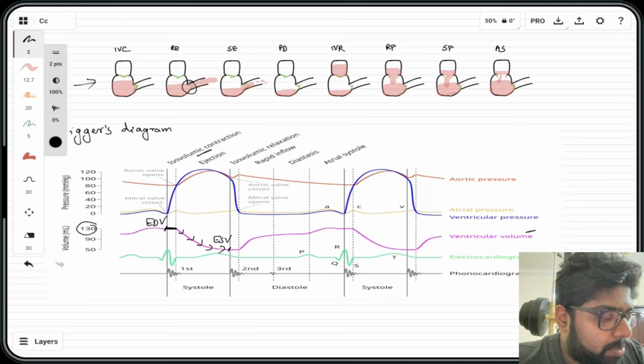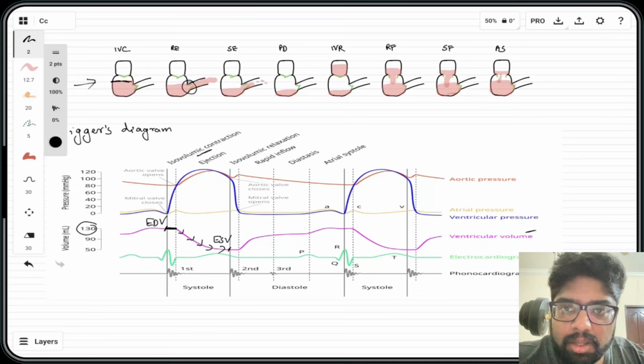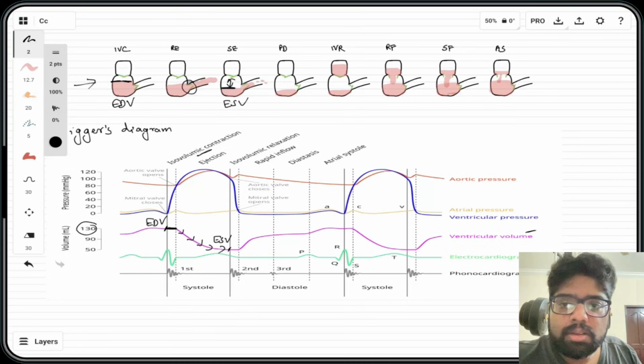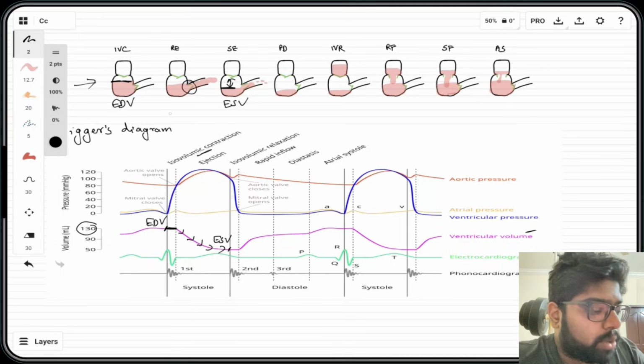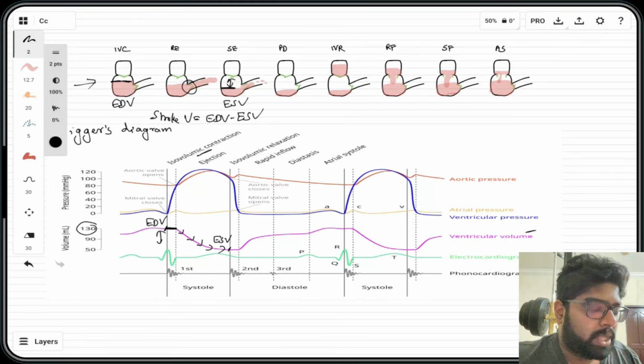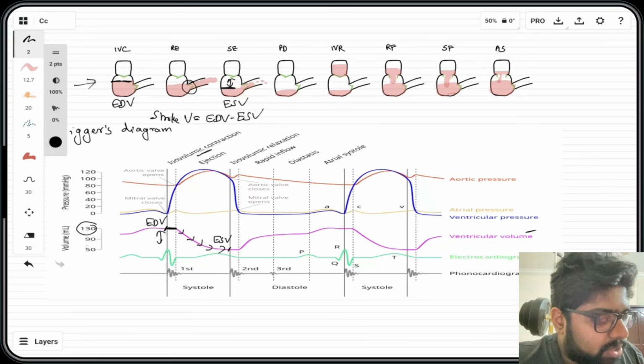If you look at this diagram, initially there was this much amount of blood, right? But by the end of systole, there is only this much amount of blood. So this is end diastolic volume. This is end systolic volume. So what about the blood that was present earlier? What about that deficit that has been thrown into the aorta? That is basically what you know as the stroke volume. So stroke volume is end diastolic volume minus end systolic volume. In this graph, it is going to be this much. End systolic volume, according to this graph, is around 50 ml.